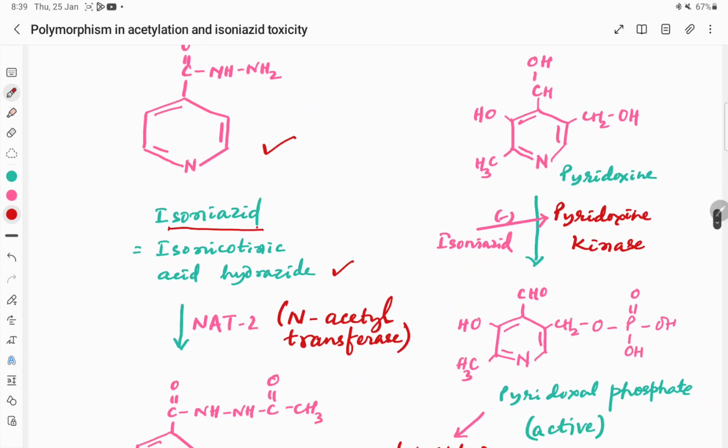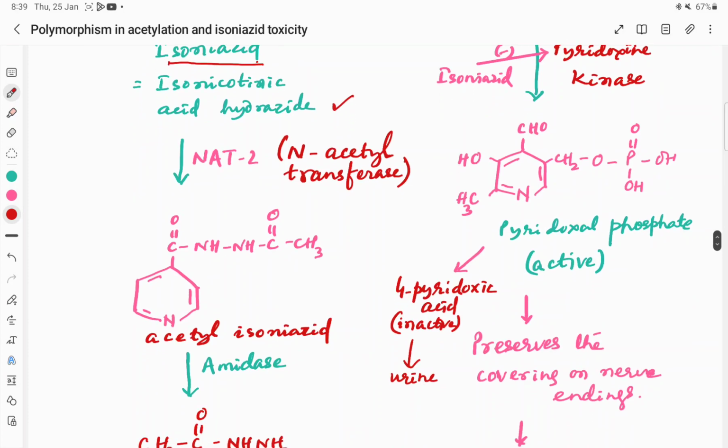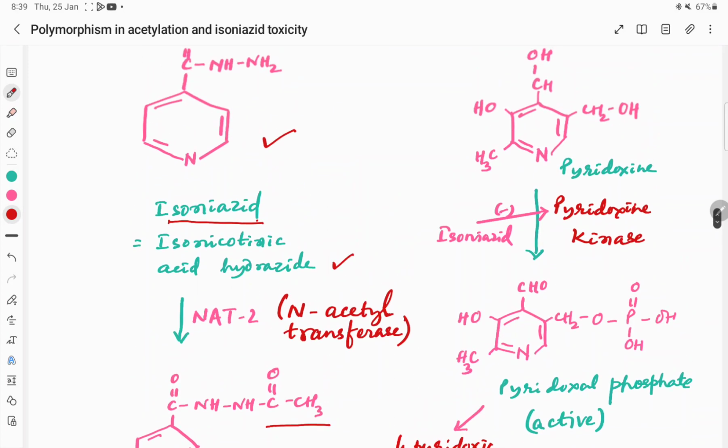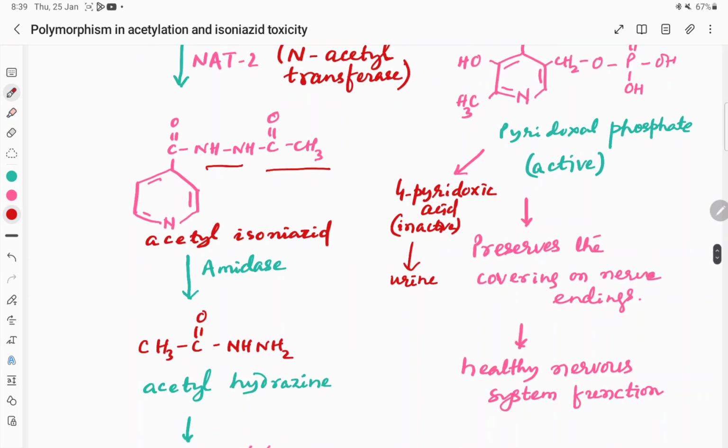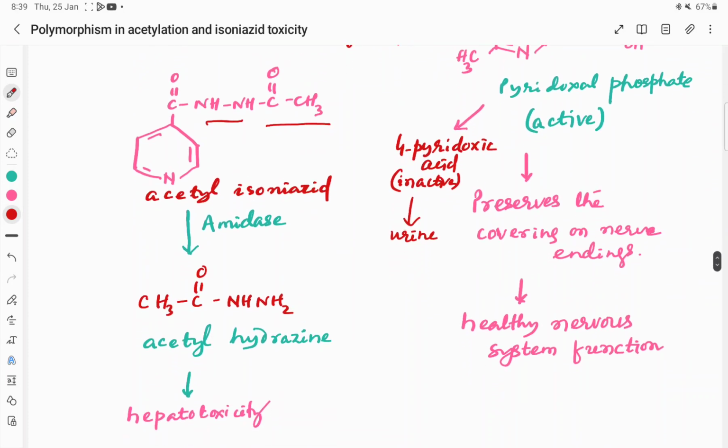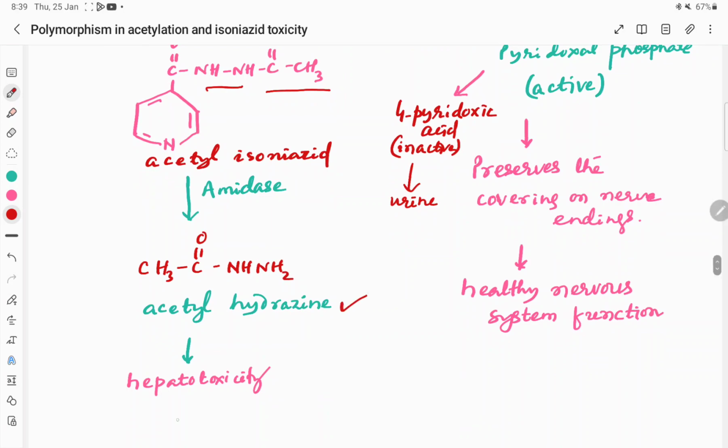Isoniazid is metabolized by the enzyme N-acetyl transferase, so NAT2, to acetyl isoniazid. So this acetyl group, CH3CO, is attached to the hydrazine. So NHCOCH3. So this is acetyl isoniazid. Then it is metabolized by amidase to acetyl hydrazine. So acetyl hydrazine and acetyl isoniazid both cause hepatotoxicity.